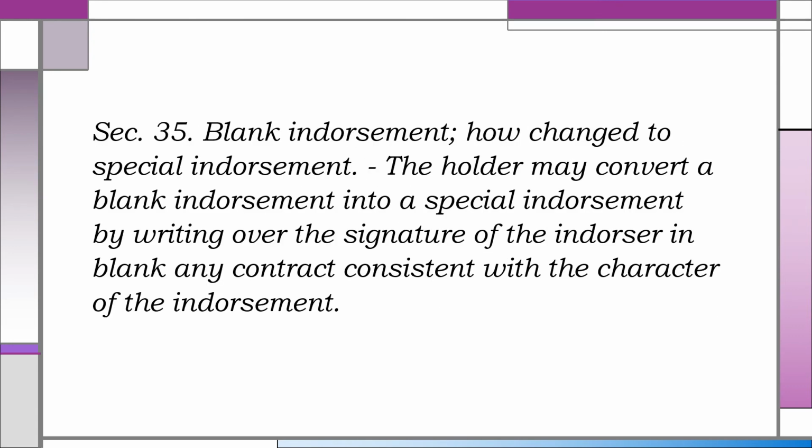Section 35. Blank endorsement, how changed to special endorsement. The holder may convert a blank endorsement into a special endorsement by writing over the signature of the endorser in blank any contract consistent with the character of the endorsement.